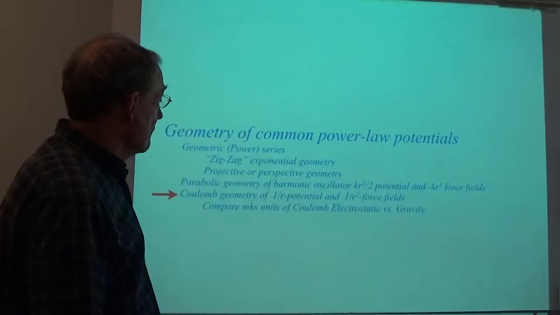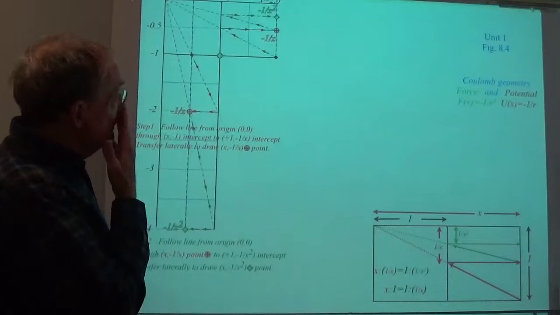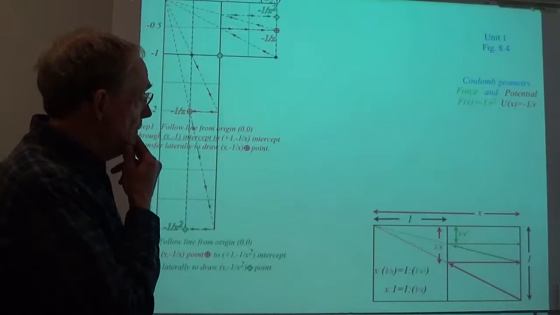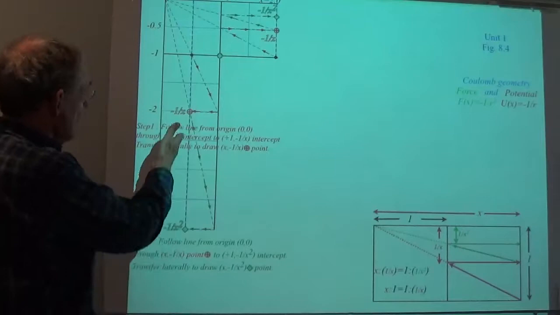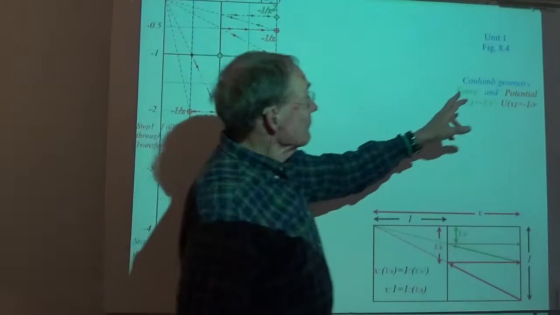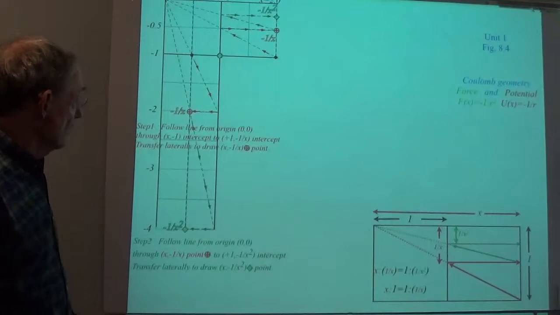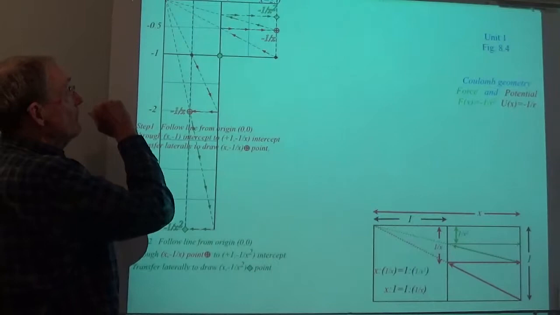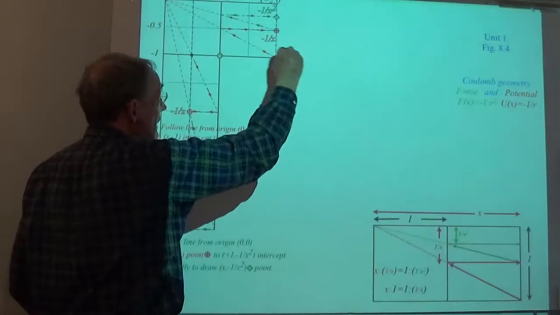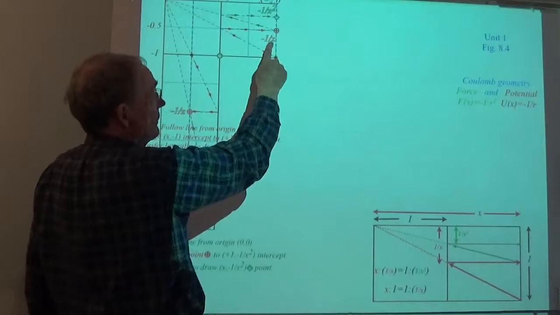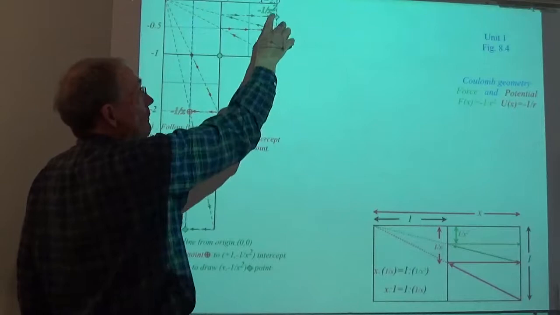Okay, now the other thing that I'd like you to do, this is going to be assigned Thursday, you might as well get used to it. What I'd like you to do is use the geometry, and this will be spelled out in your textbook, and this is just a copy of the fourth figure in chapter 8 of unit 1, to follow the steps where you zigzag back and forth between the x equal 1 line and the y equal minus 1 line to build both the curve that describes a Coulomb potential outside of the Earth and a Coulomb force field outside of the Earth.